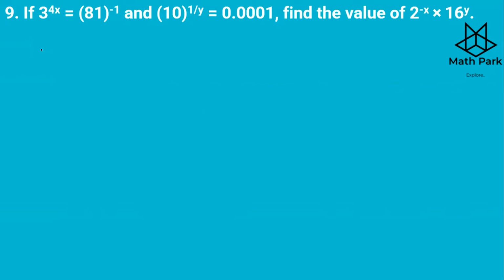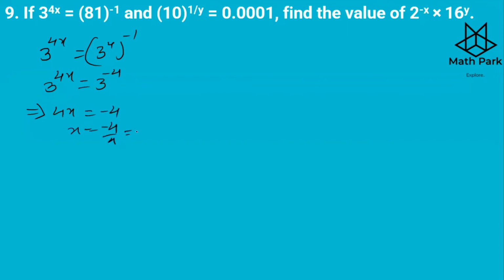So this is 3 raised to 4x is equal to 81, which is 3 raised to 4 raised to minus 1. So we get 3 raised to 4x is equal to 3 raised to minus 4. Now we have the base same, equate the power. So 4x is equal to minus 4. So x is equal to minus 4 upon 4, which is equal to minus 1. We got the value of x as minus 1.